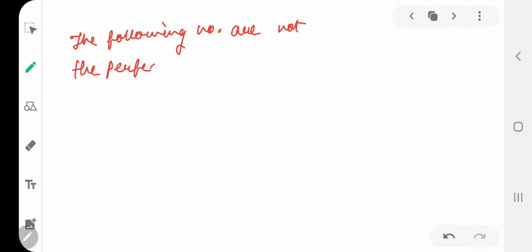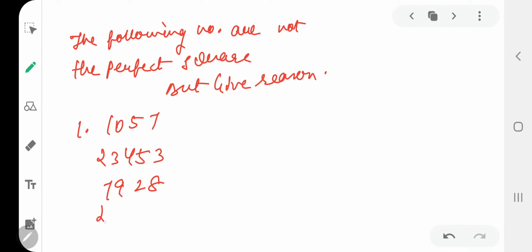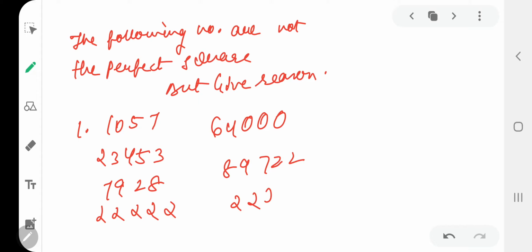You have to find the following numbers are not perfect squares, but you have to give reason why they are not perfect squares. I'll write the numbers. Numbers are 1057, 23453, 7928, 22222, 6412 zeros, then you have 89722, 222 and you have 505050.